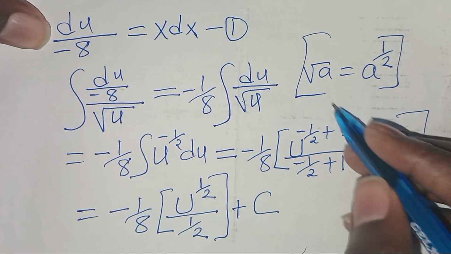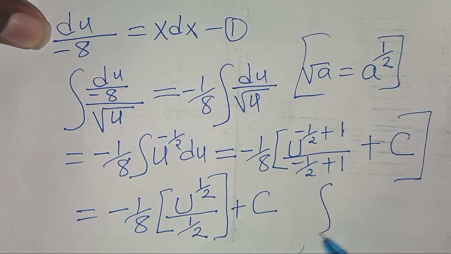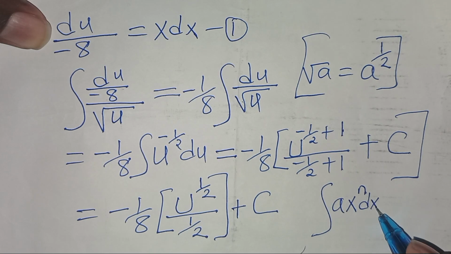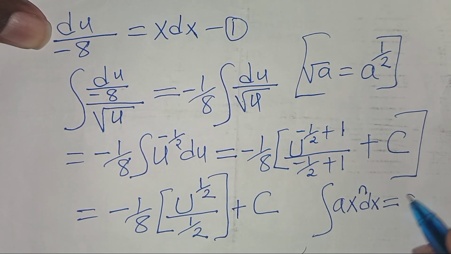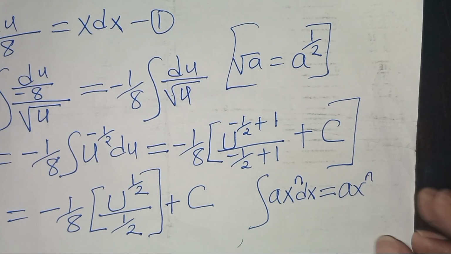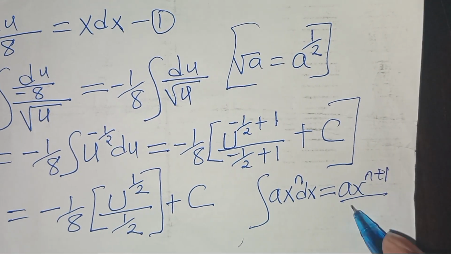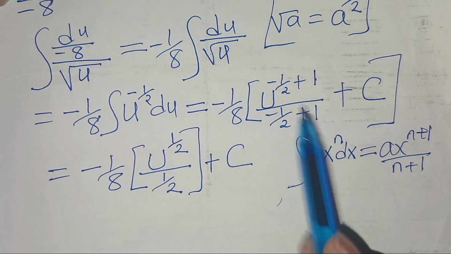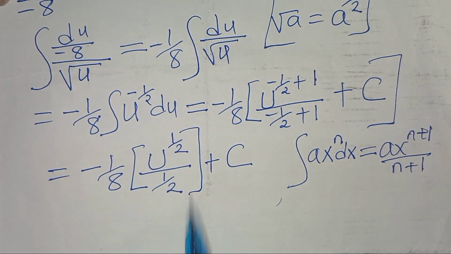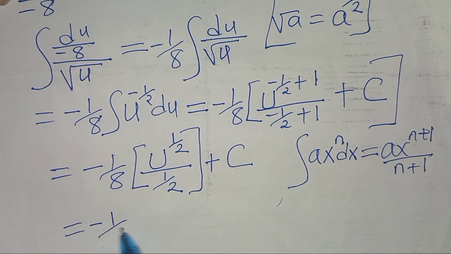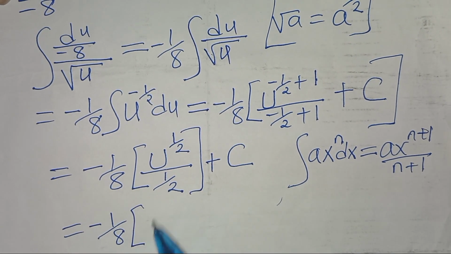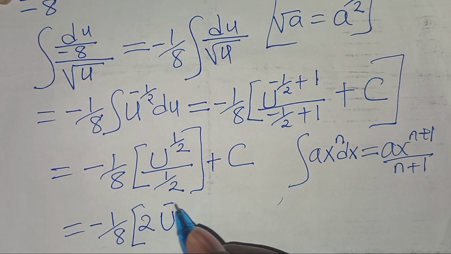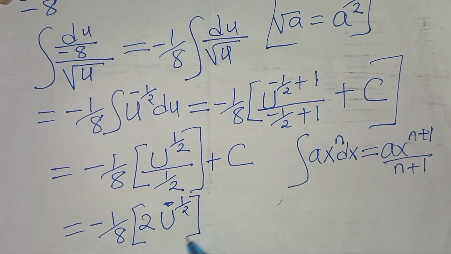Remember we're applying this property that if you have the integral of a x to power n dx, this can be integrated as a x to power n plus 1 divided by n plus 1. This is the property we have applied here. So now this is equal to negative 1 over 8 into the bracket, which is the same thing as 2 u raised to power half, plus c.